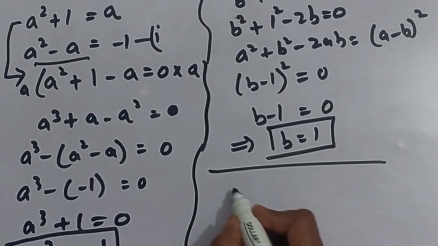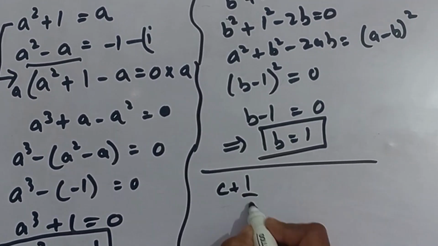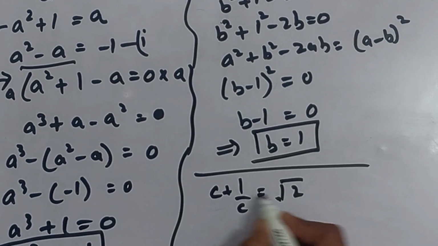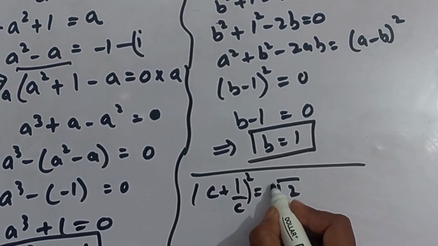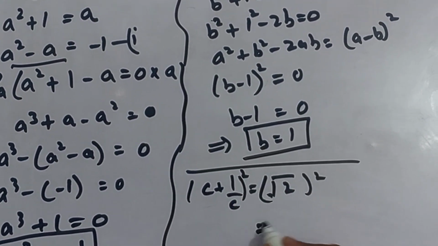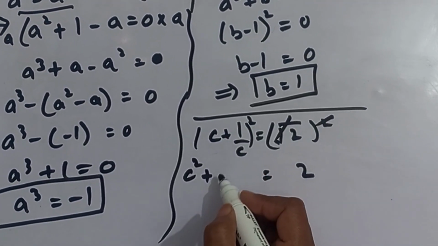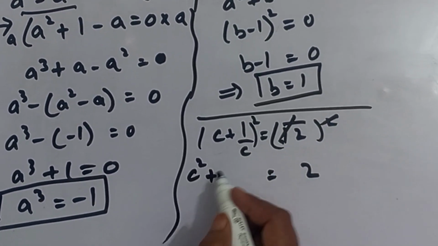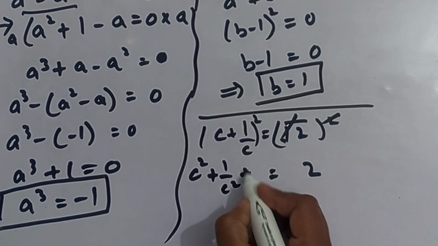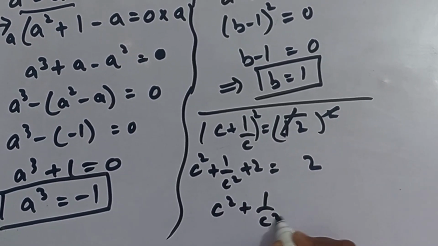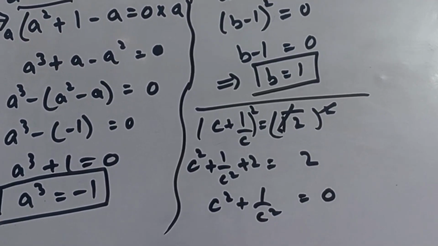And now we have c plus 1 over c is equal to square root 2. To remove the square root, we take the square on both sides of this equation. Then the square and square root cancel, we just get 2, and the left hand side becomes c square plus 1 over c square plus 2. This implies c square plus 1 over c square is equal to 0.